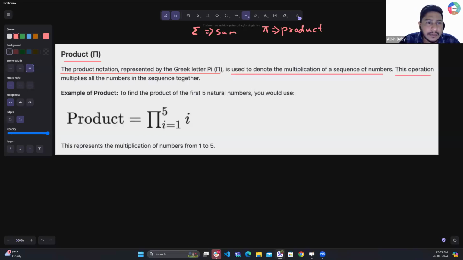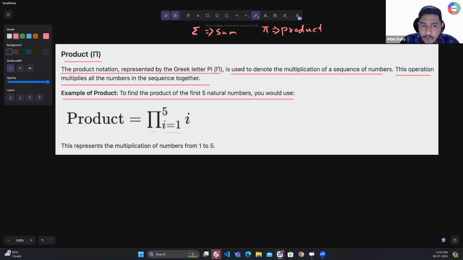This operation multiplies all the numbers in the sequence together. So, example of product: to find the product of the first five natural numbers you would use, how will you write it? That is product equals pi of i equals 1 to 5 of i, right? Okay, this represents the multiplication of numbers from 1 to 5.